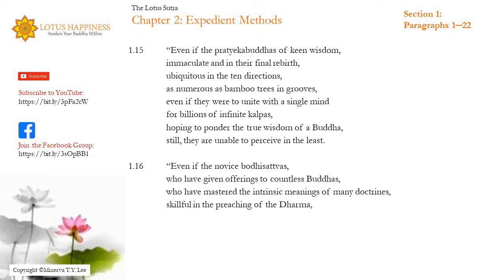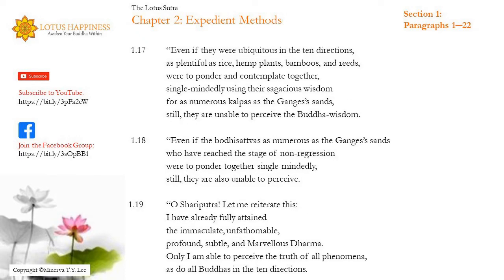Even if the novice bodhisattvas, who have given offerings to countless Buddhas, who have mastered the intrinsic meanings of many doctrines, skillful in the preaching of the Dharma, even if they were ubiquitous in the 10 directions, as plentiful as rice, hemp plants, bamboos, and reeds, were to ponder and contemplate together, single-mindedly using their sagacious wisdom, for as numerous kalpas as the Ganges' sands, still, they are unable to perceive the Buddha wisdom.